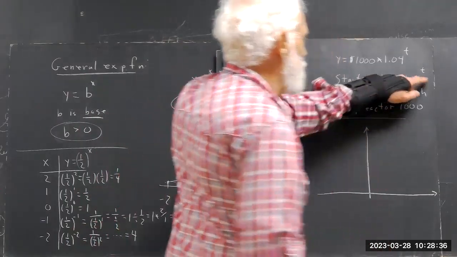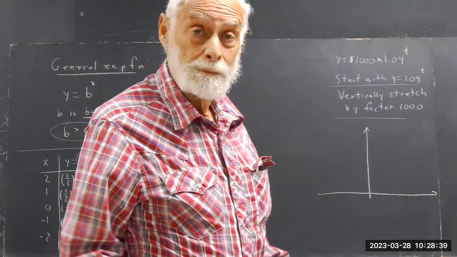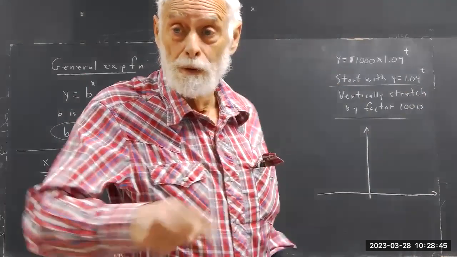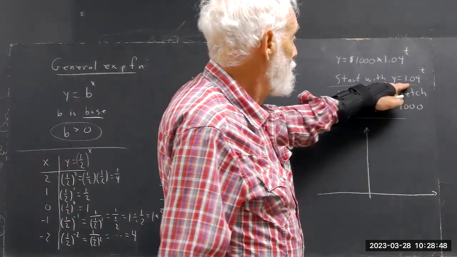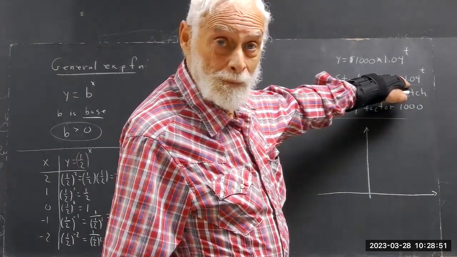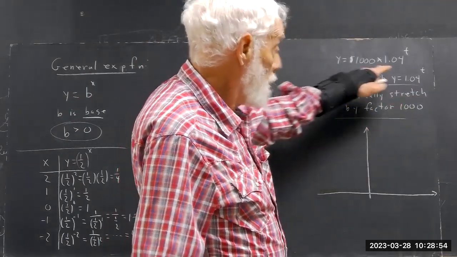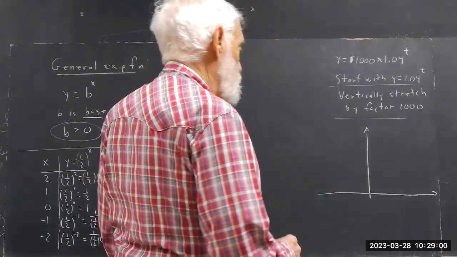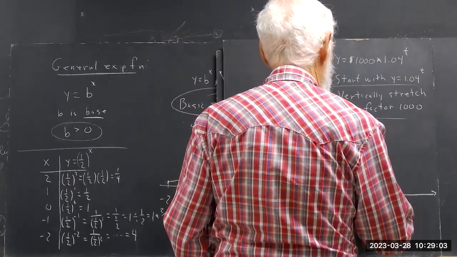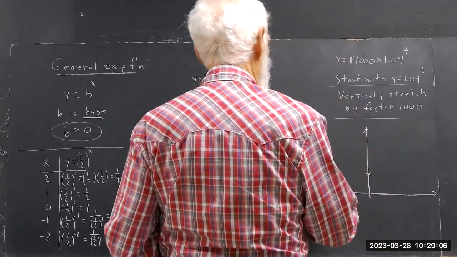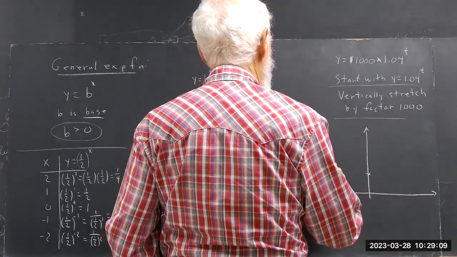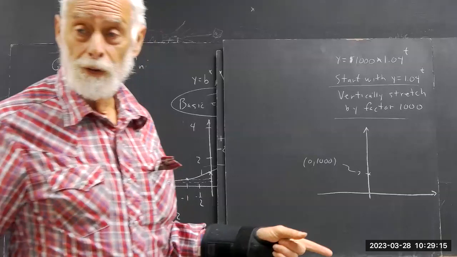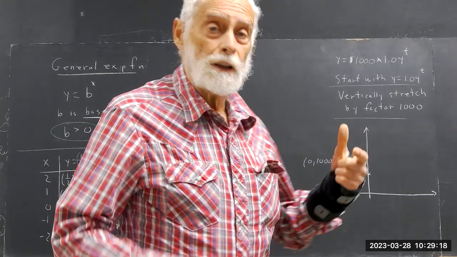If t equals 0, what's y? You show me with your finger. 1. If t equals 0, y equals 1 in this case, right? Now, if you vertically stretch by a factor of 1,000, that means you multiply it by 1,000. So now y is going to be 1,000 if t equals 0. So just to start out, we have the point (0, 1,000). That means you start out, let's say right now, with $1,000.